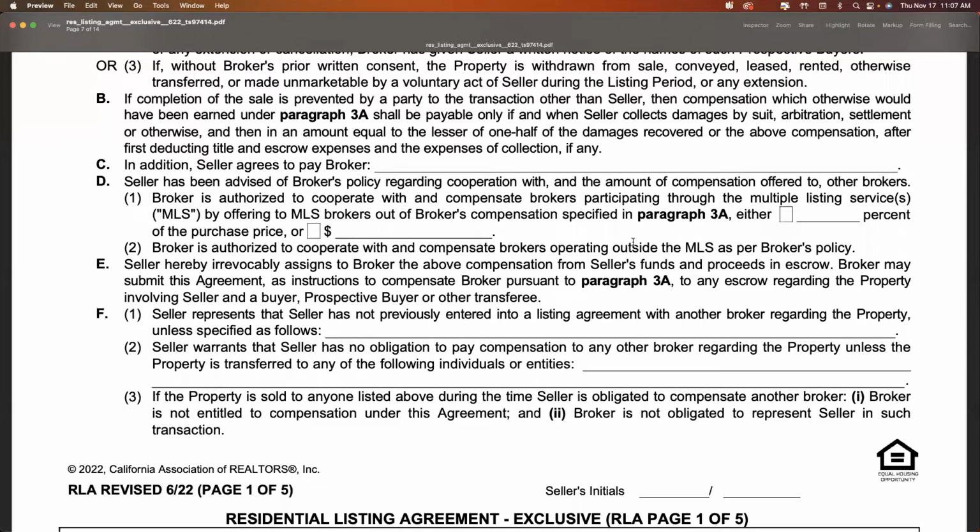So when you fill out this listing agreement, you can't leave that part blank. You can't leave the section in 3D1 blank, based on the conversations you have with the seller. You have to disclose to the seller how much you're offering out, and then you have to disclose it right there in that paragraph. Okay. Now remember, 3D1 is solely for MLS participants.